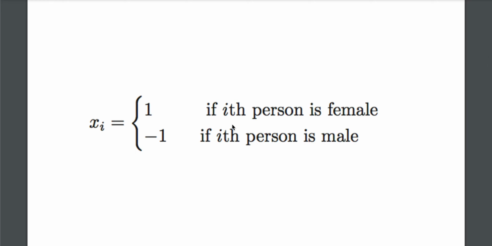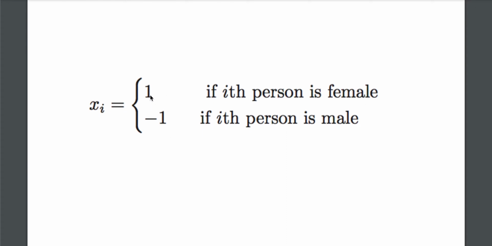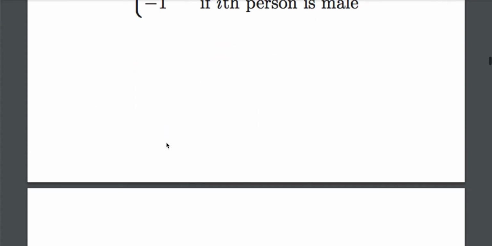Now, the binary coding can be replaced with this coding where it's 1 and negative 1. The numbers that we're going to get for the coefficients are going to be different, but the overall interpretation will not be different. Well, let's see how the meaning of each coefficient will depend on how we code it, and it will be different. Let's look at it.